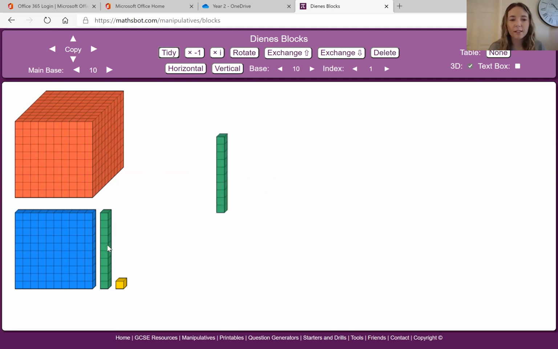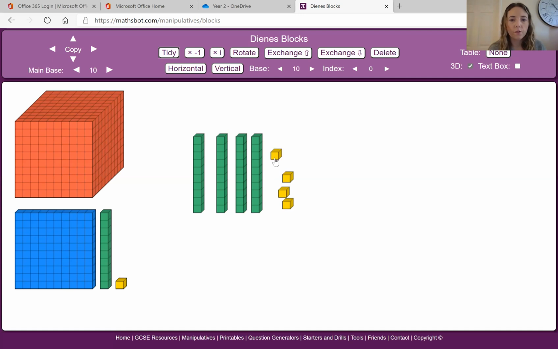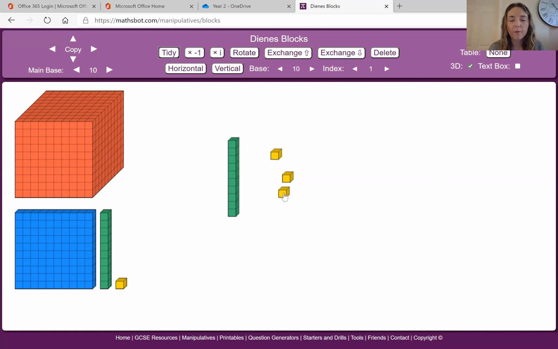So 47: 10, 20, 30, 40, and 7 ones, 1, 2, 3, 4, 5, 6, 7. And we're taking away 34. So we're taking away 3 tens and 4 ones. So let's take away our 4 ones first. 1, 2, 3, 4. And we're taking away 3 tens. 1, 2, and 3. So we've got 1 ten and 3 ones left. So we've got the answer 13. Did you get that right?